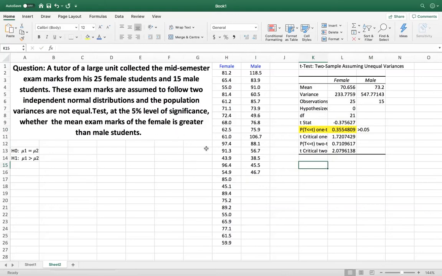I also need to mention that if the question doesn't tell you the underlying assumptions, which means you don't know whether it is a normal distribution or whether the population variances are equal or not, you need to do the chi-square test to test the normal distribution. And you also need to do the F-test to test whether the population variances are equal or not. For this content, you can refer to other Excel videos.